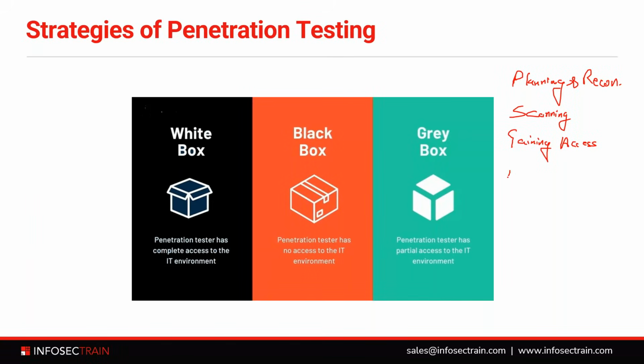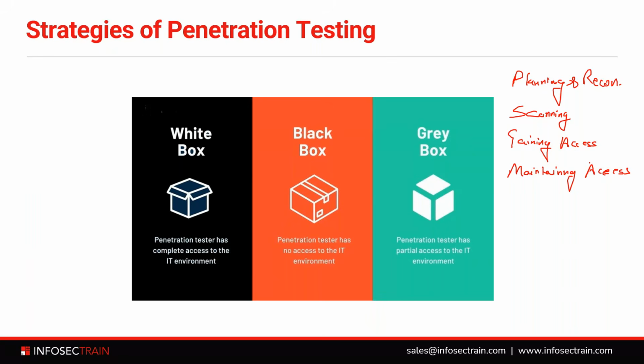Then next is maintaining access. Now, once you have got access to the system, it does not mean that access will be there forever, right? Maybe the vulnerability will be found by the application developer and the developer fixes that vulnerability. Then what will you do? You should have another way, another door through which you can get inside the organization. Yes or no? So for that, you will maintain the access.